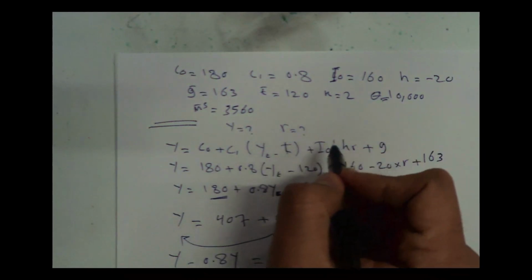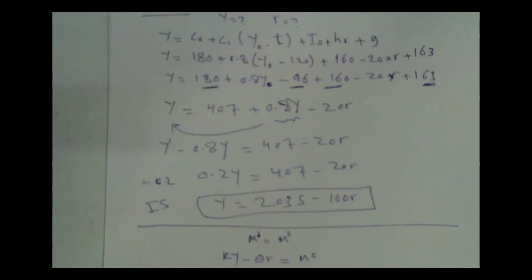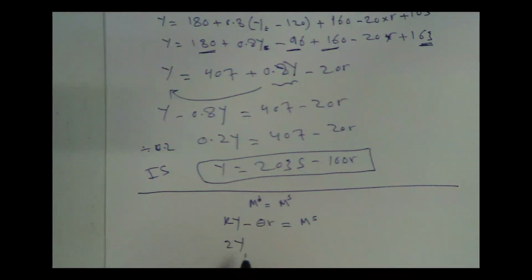K is 2 from here, and theta is also given. So we know both k and theta. So I'm going to replace these: 2Y minus 10,000r equals 3,560. Again, you can just simplify this. We just want an equation for Y, so that means 2Y equals 3,560 plus 10,000r.